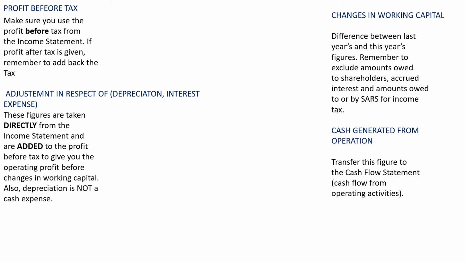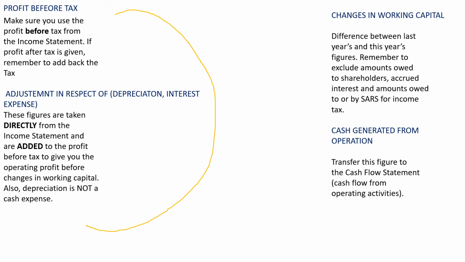That is simple. So you have your profit before tax, and you have your adjustments of the non-cash items. So these two give you the operating profit before changes in working capital. Okay, that's it. We've done this side.